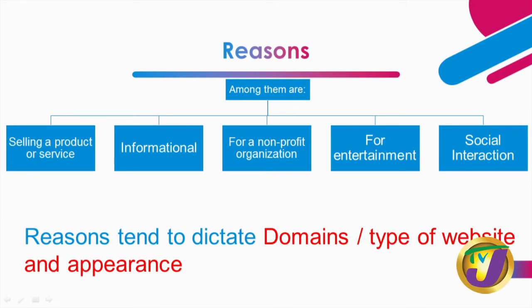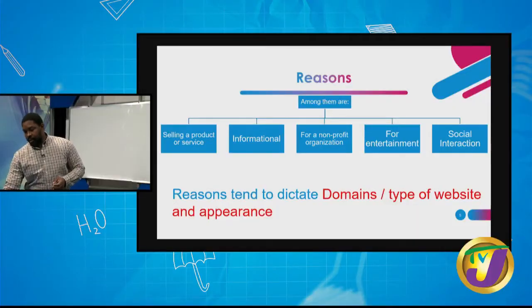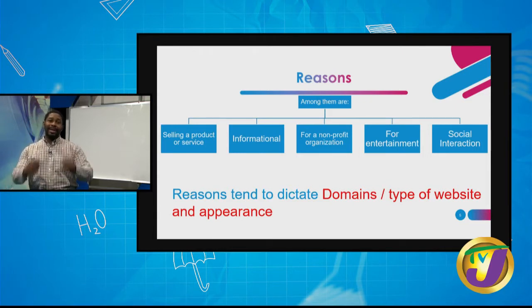And of course, whenever you think about reasons, you have to think about the type of domains you're going to save your website or your web page on. And there are different types of domains, and we're going to look at some of them a little bit later. But you have to first and foremost get the reason into your mind. All right? When we get that reason into our minds, one of the things that we can be thinking about, of course, is actually selling.